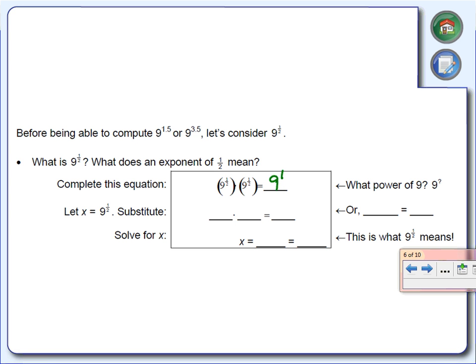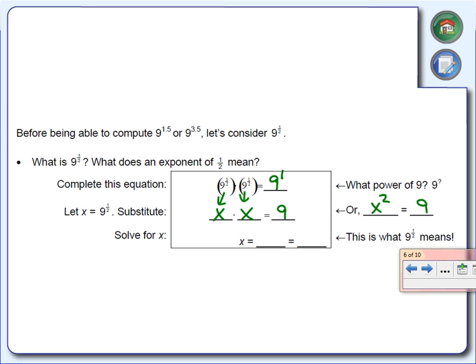So here's what we're going to do. We're going to let x represent that 9 to the 1/2 power. In other words, this 9 to the 1/2 power, I'm going to let it be x. Of course, it's still going to equal that 9 right there. So we've got the equation x times x is equal to 9. Or another way of saying that is x times x is the same thing as x squared, and it's still equal to 9. That's just another way of writing that equation.